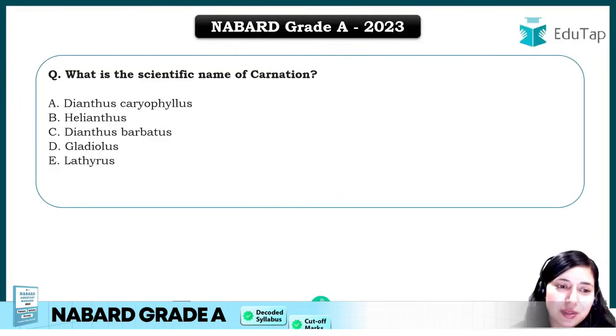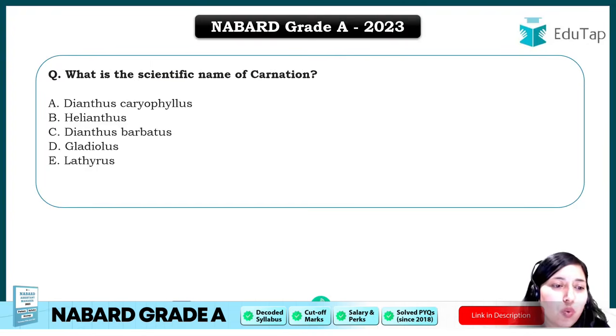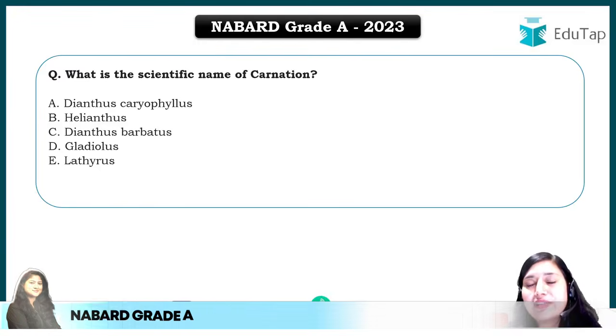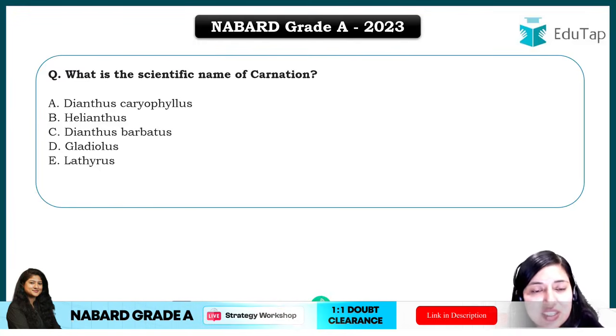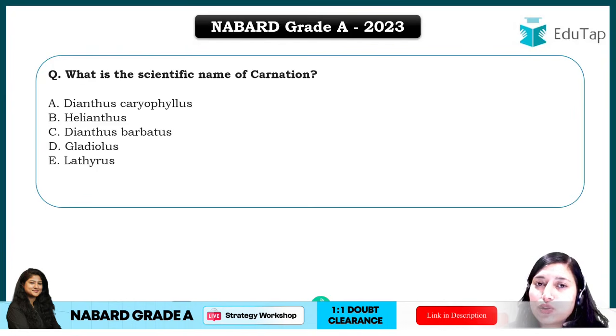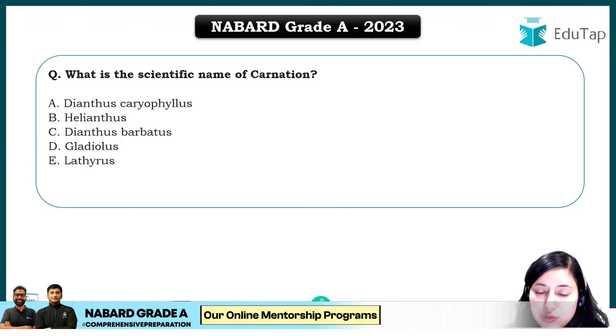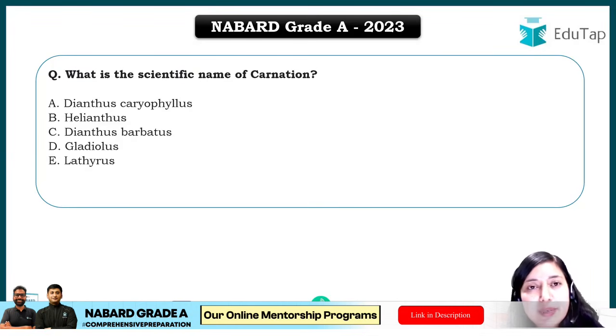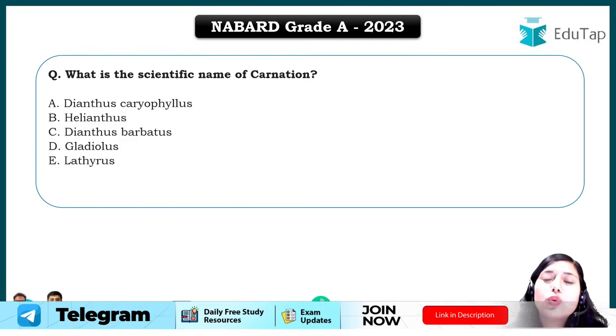So the first question is: what is the scientific name of carnation? Okay, students, as we see, the exam pattern is changing, and now NABARD has started asking questions on scientific names. Earlier, NABARD did not used to ask this type of question, but now scientific names are being asked frequently every year. So you have to learn a few important crops and their scientific names.